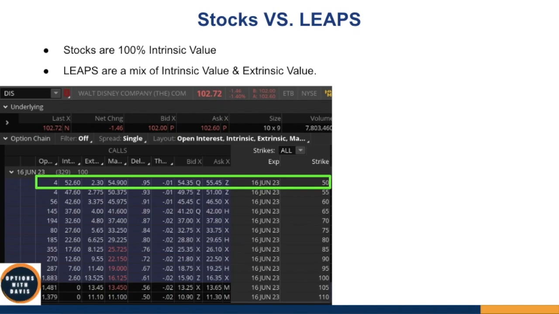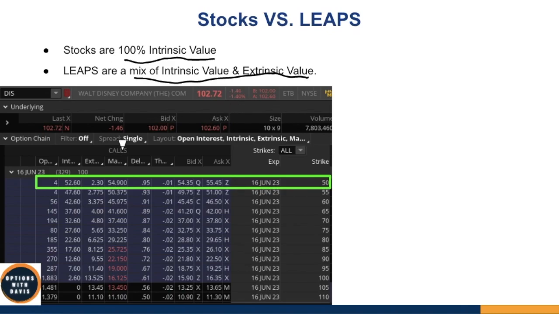But for this video, I want to specifically talk about the intrinsic value and the extrinsic value, because that's the main difference between stocks and LEAPS. Stocks are 100% intrinsic value. There's no extrinsic value at all. But for LEAPS, you have a mix of intrinsic and extrinsic value. Very quickly, extrinsic value is basically time value. It decays over time. That means as the option expiration date goes to zero, all this extrinsic value will disappear.